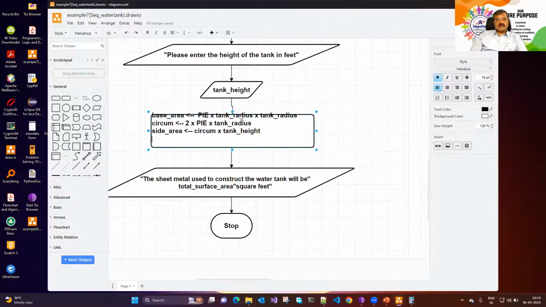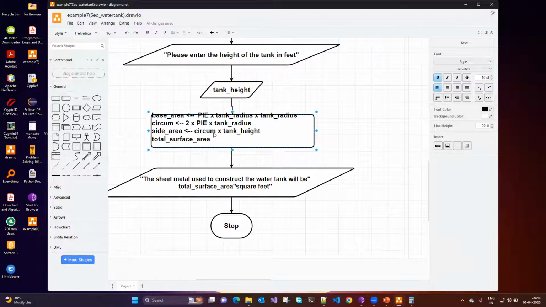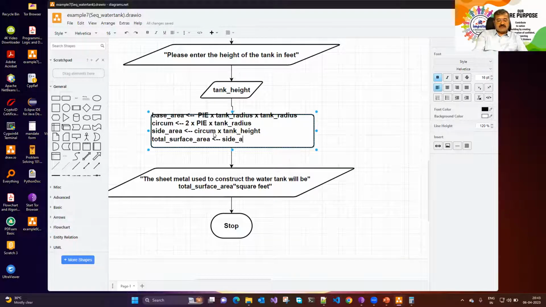Total surface area equals side area plus base area. So once you have done this, your problem is done. Now tell me, who would rather find it difficult to understand?